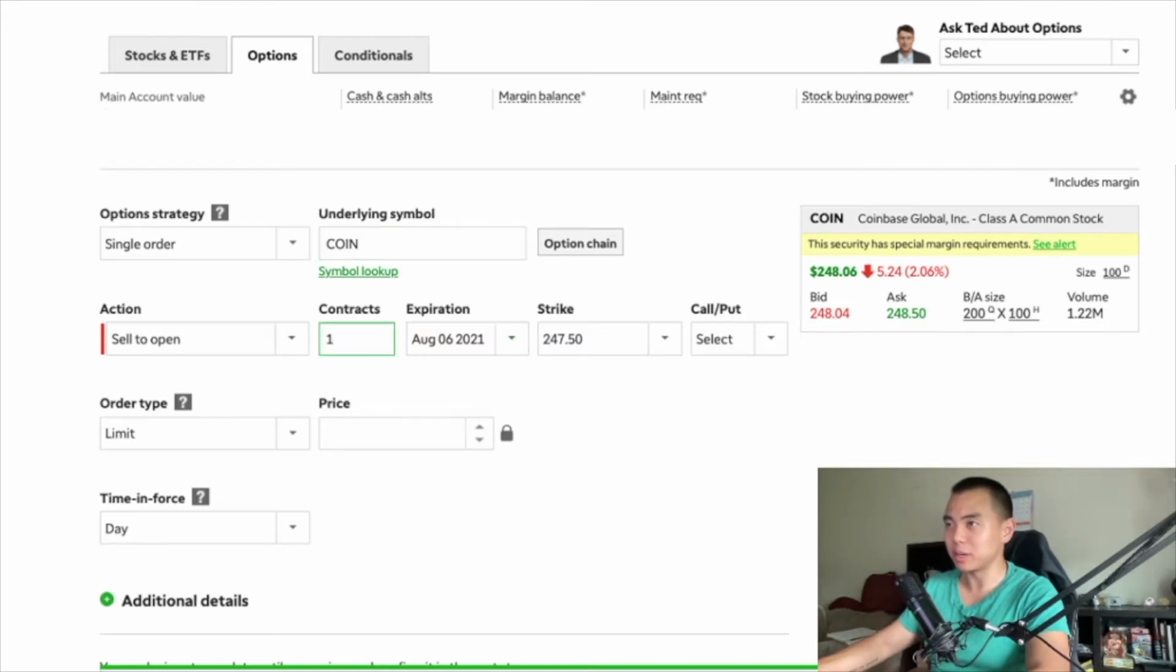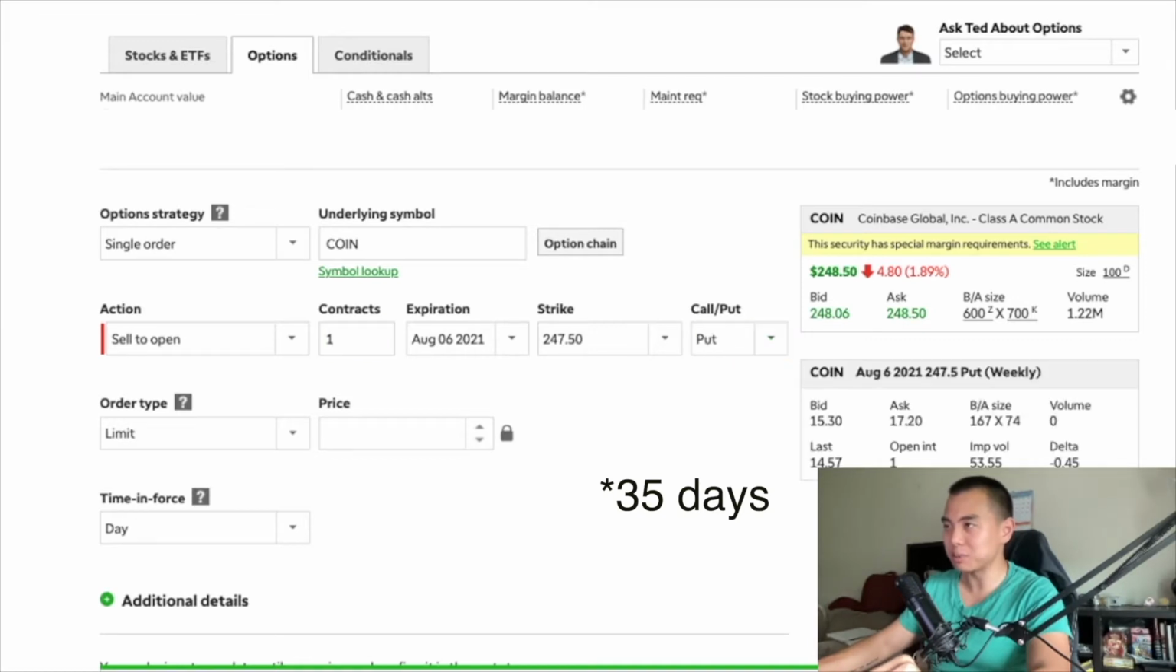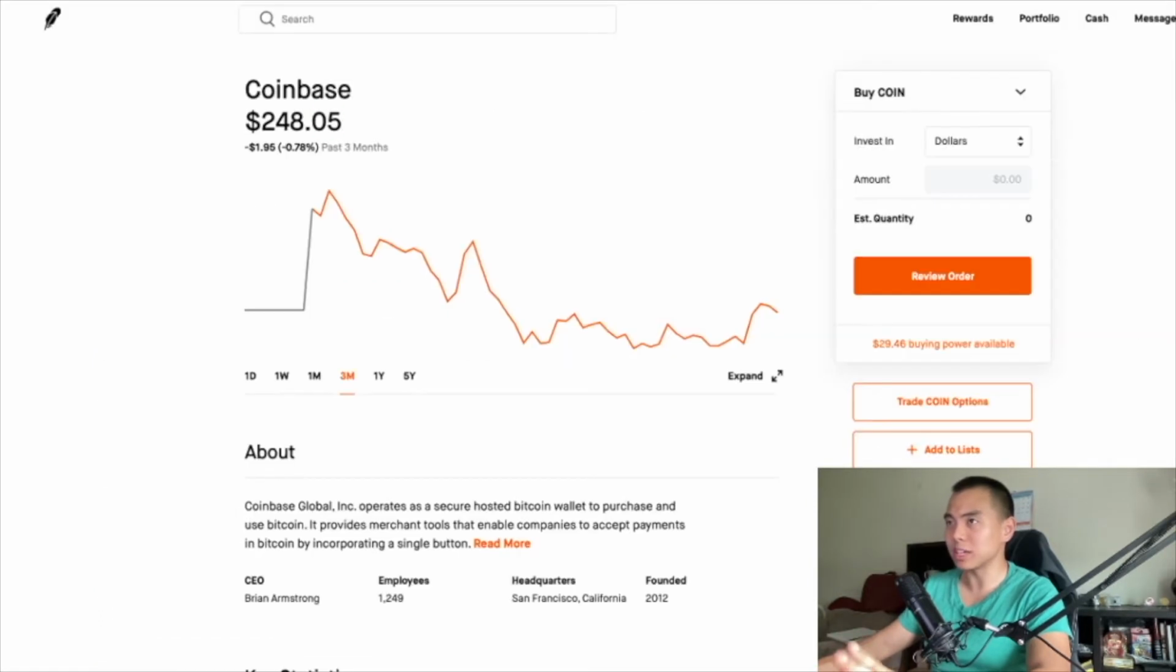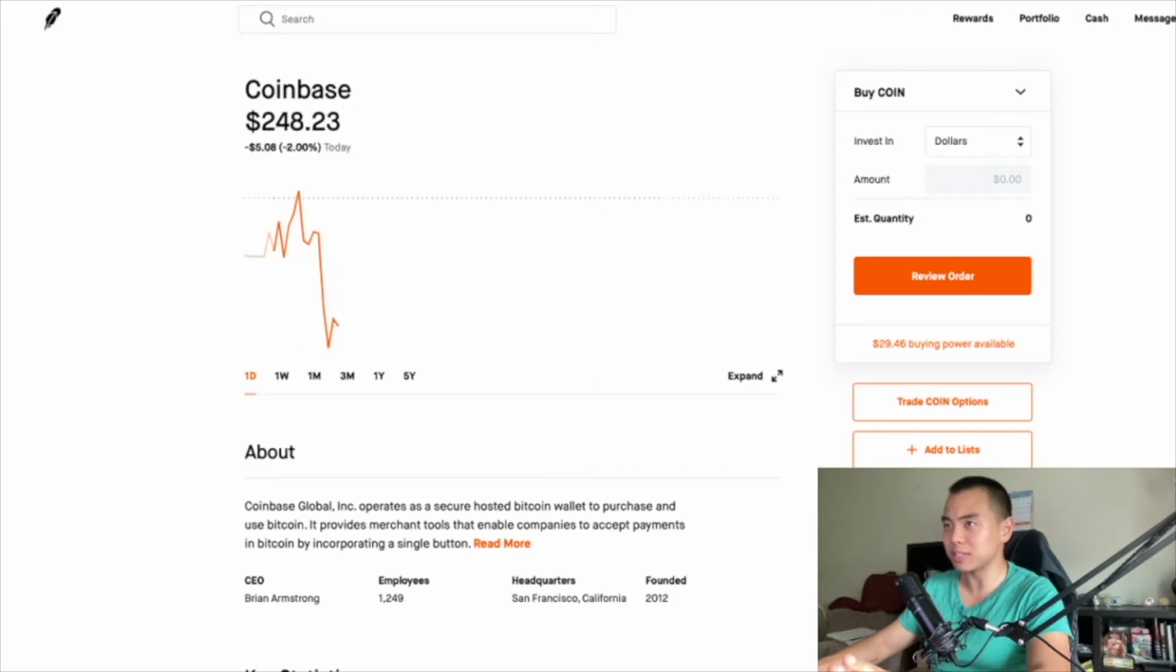Type in Coin here, one contract, expiration date August 26th. I generally like to sell puts a little over a month out. So this is just about 45 days out. We select put. Here we can look at the bid and the ask for this strike price. Coin is currently hovering around 248. You can see it's down about 2% of the day. At its lowest, it was about negative 2.35.